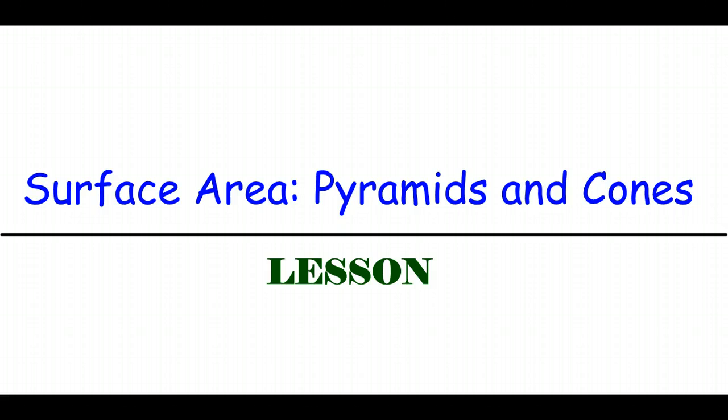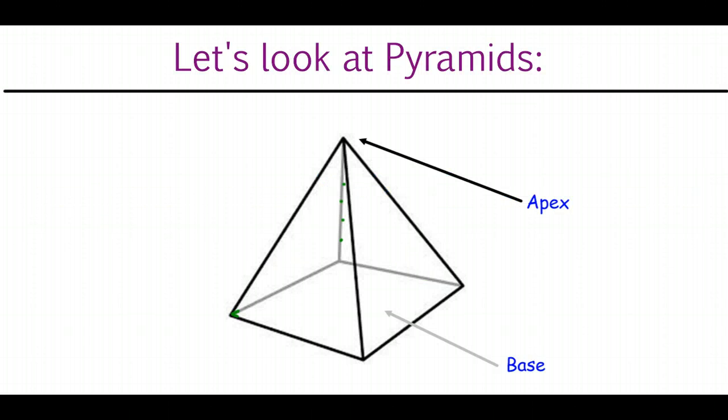So before we get started with the actual surface area, I want to take a second to review the critical parts of a pyramid, because we're going to need to remember what those names are in order to be able to talk about surface area. Now, every pyramid has two important things. It has a base, which is being outlined in purple, and it has an apex, which is being circled in blue.